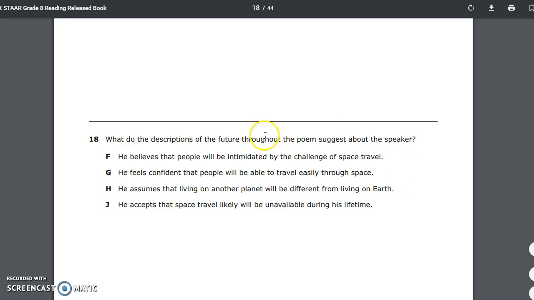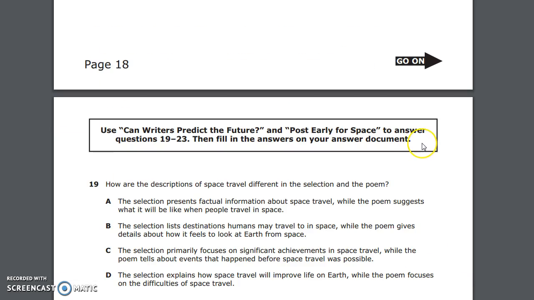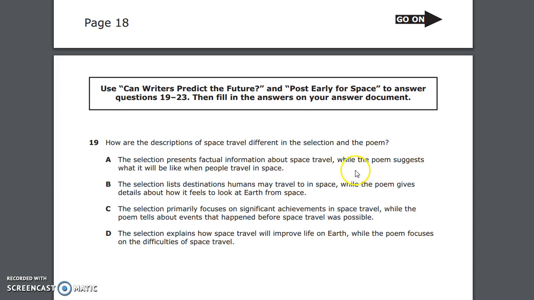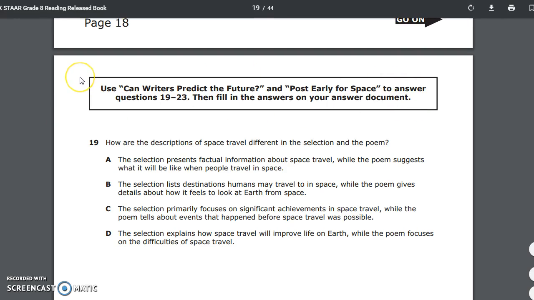So one more time, if it's an inference question, the poem suggests about the speaker, doesn't say that specifically in the poem, I have to figure that out. So I'm going to go back and look it up. Okay, and then in these questions, I'm supposed to use both passages. So that's listed in this box here. So please make sure for every passage you read the directions. This box will tell you which passage or passages in this case to use.